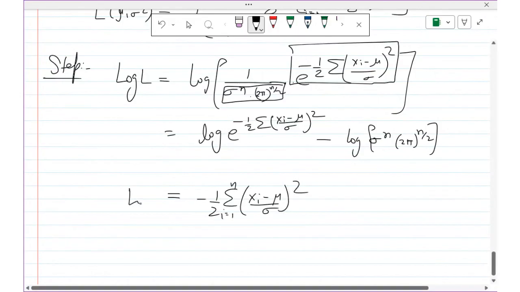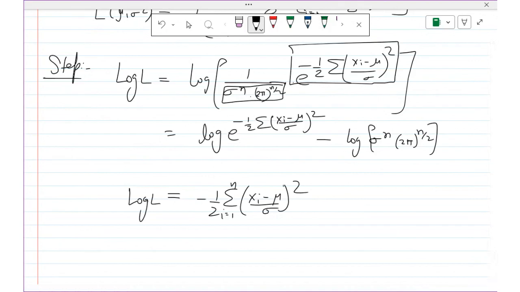This is log L, and log e is 1, so I am not writing that. Minus log of m into n. Log of m into n is log m plus log n, but you have a minus sign, so log m minus log n. Then log m power n: this n will come in front. You get log sigma minus n by 2 log of 2 pi. So this is the log L. Now step 3.